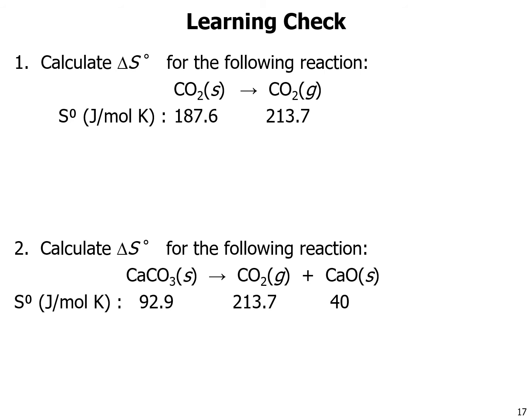First thing we have to do, whenever a question is given to you like this, make sure that the reaction is balanced. That's the most important thing here. If you don't balance the reaction, your answer is not going to be correct. So in this case, the reaction is balanced. So what would be delta S naught?